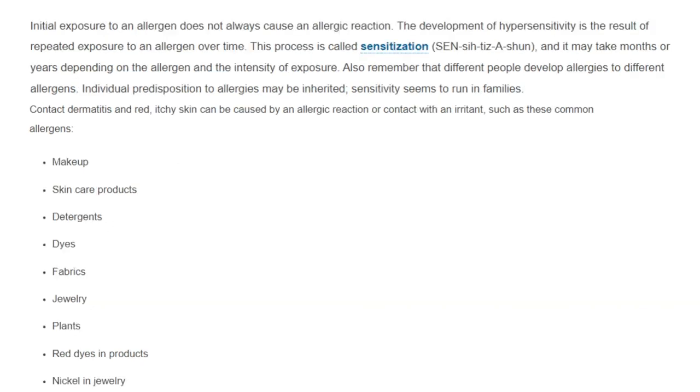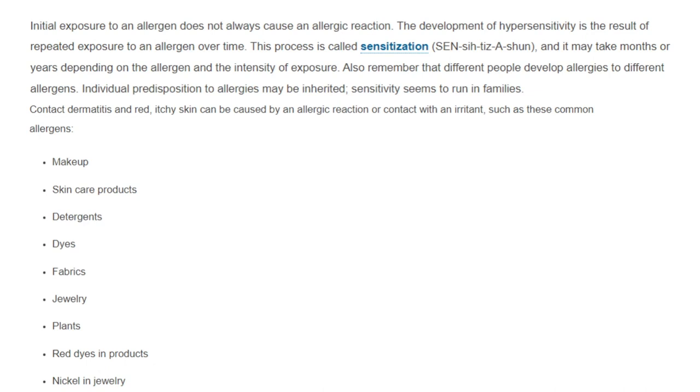Initial exposure to an allergen does not always cause an allergic reaction. The development of hypersensitivity is the result of repeated exposure to an allergen over time. This process is called sensitization, and it may take months or years depending on the allergen and the intensity of exposure. Also remember that different people develop allergies to different allergens. Individual predisposition to allergies may be inherited. Sensitivity seems to run in families.